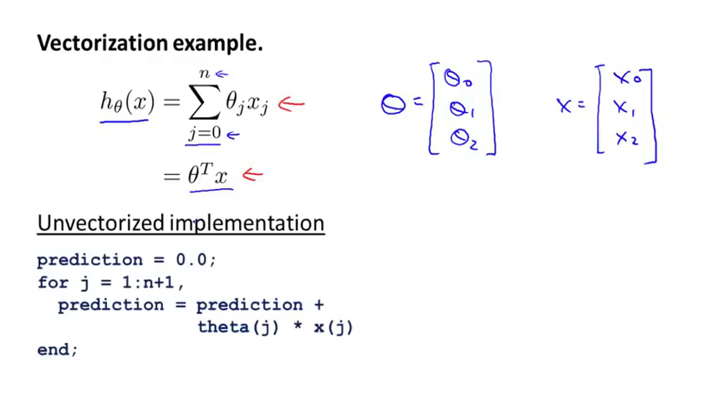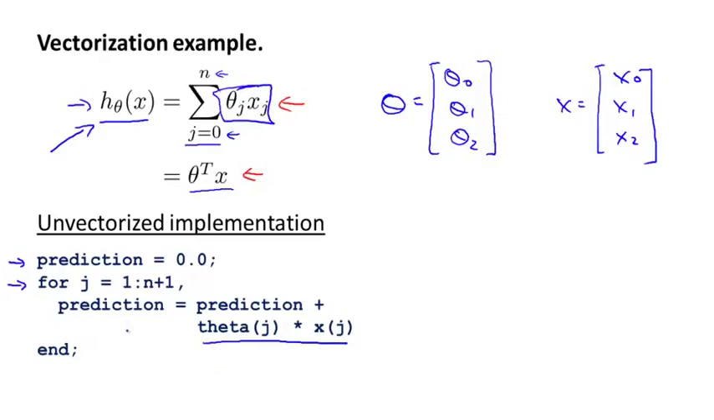Here's what I mean. Here's an unvectorized implementation for how to compute h of x, and by unvectorized, I mean without vectorization. We might first initialize prediction to be 0.0. This is eventually going to be h of x. And then I'm going to have a for loop for j equals 1 through n plus 1, where prediction gets incremented by theta j times xj. So it's this expression over here.